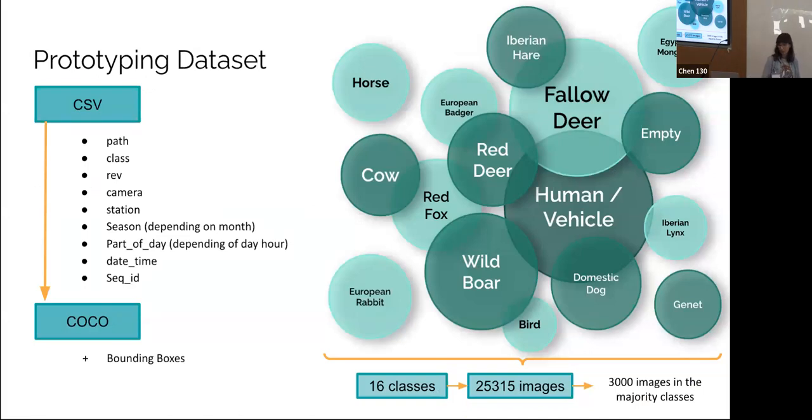For the prototyping data set, we have the information in a CSV with the path, the class, and then information about the location and the daytime, and also the sequences, because in camera traps you have sequences that are very important for the training. We have 16 classes for the prototyping data set. It has 25,000 images, and there are some classes that are the majority, and from those classes I took 3,000 images, and I had to create the bounding boxes. I used MegaDetector, and then I was checking them manually to make sure that they had good bounding boxes and creating new ones, and I created the COCO file.